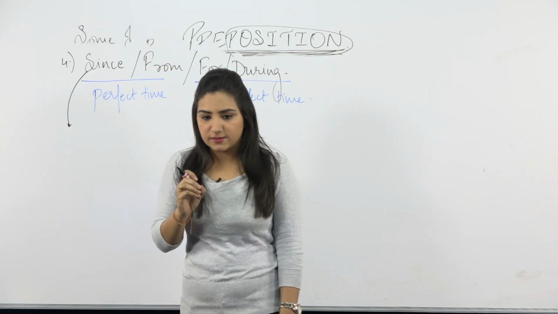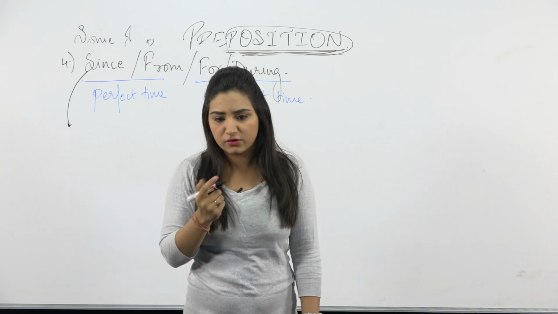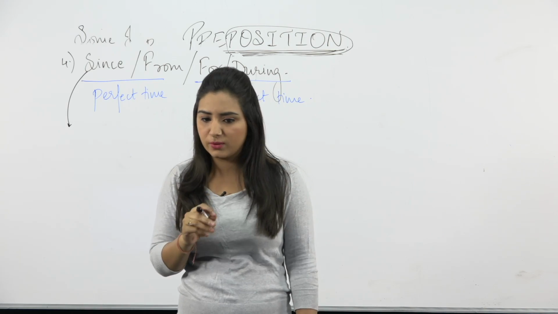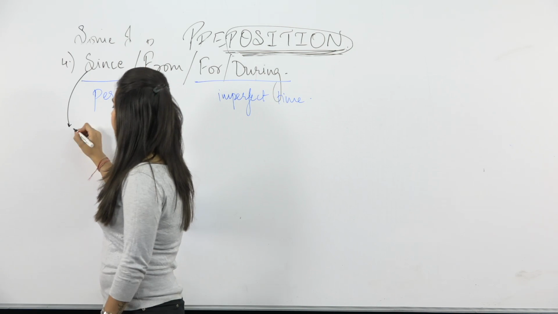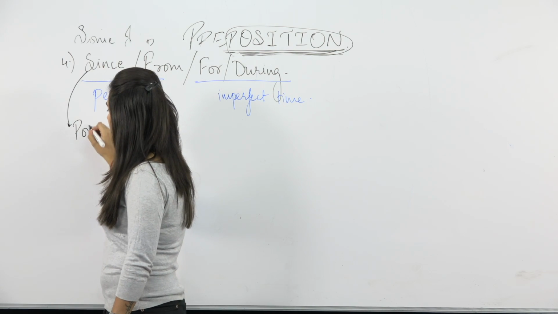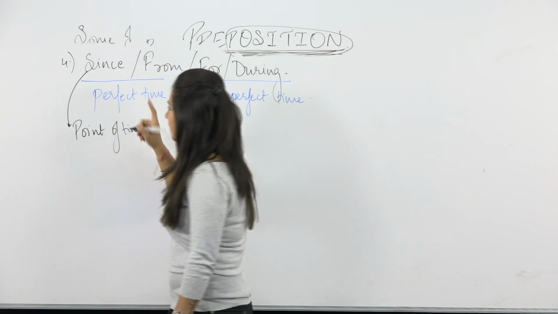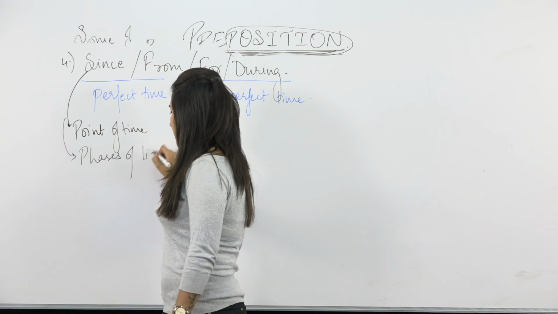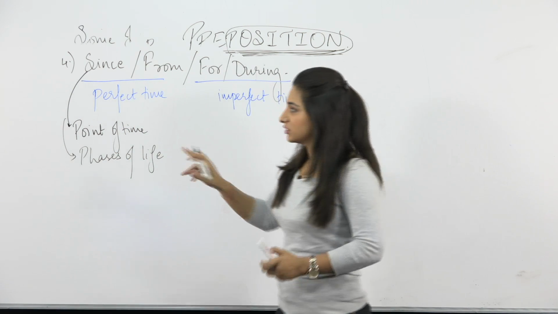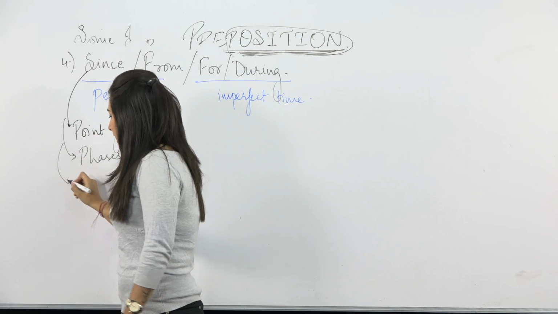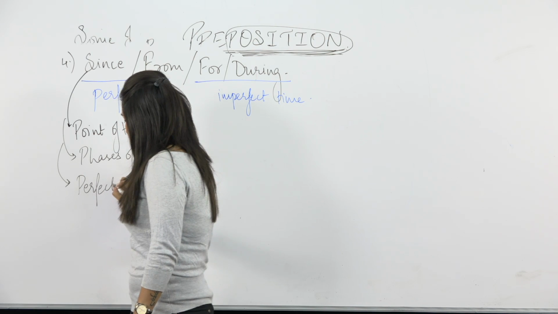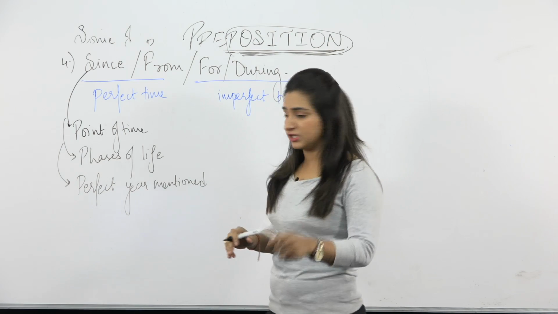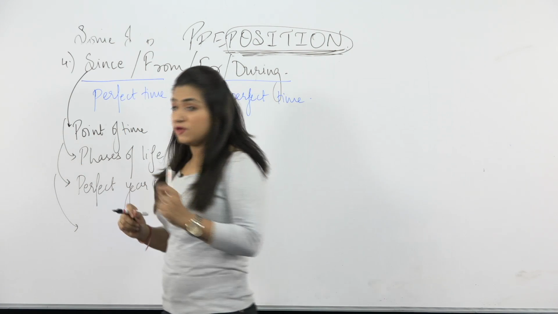Where do we use since? Okay, period of time, you said it right. For and during we use for period of time. Since is used for point of time, quick. Since is used for a fixed time. When we have a point of time given, then we use the word since. Apart from that, if we have phases of life given, like childhood, adulthood, in that case also we'll write since. If we have a perfect year mentioned, then we use since.